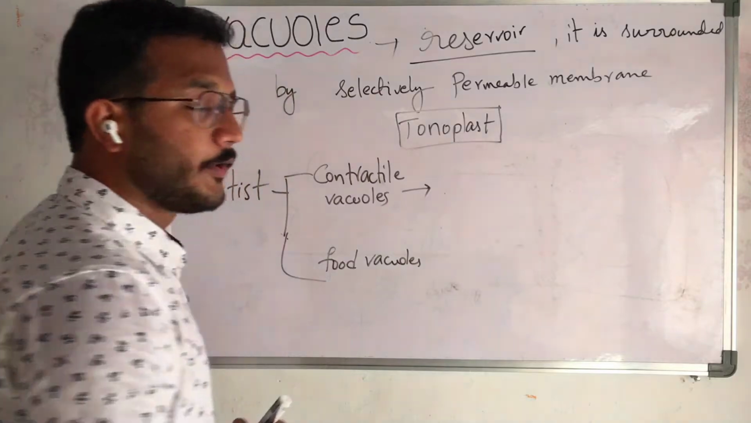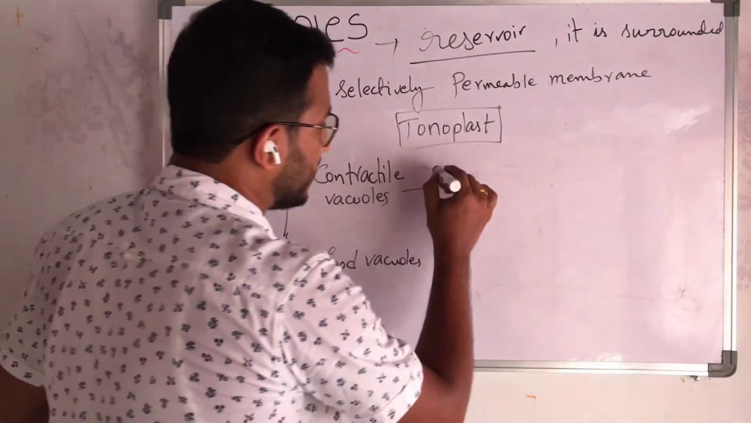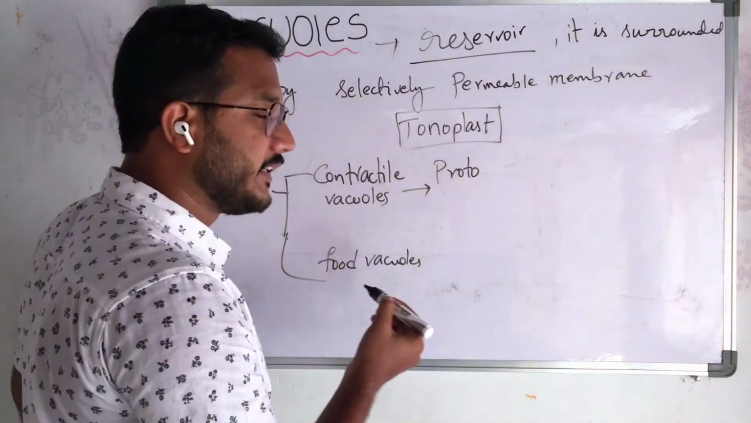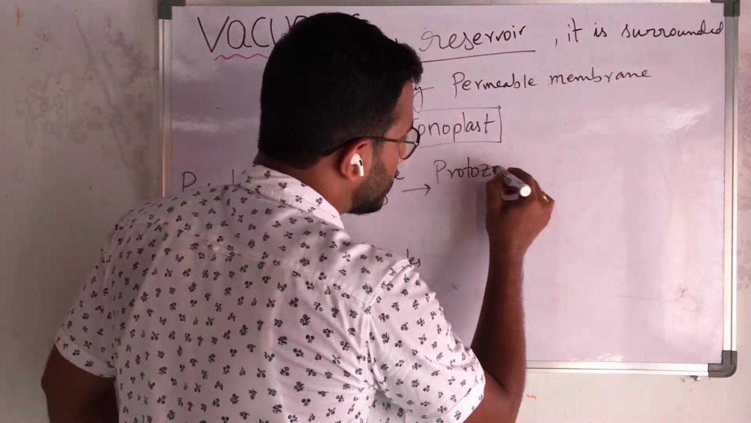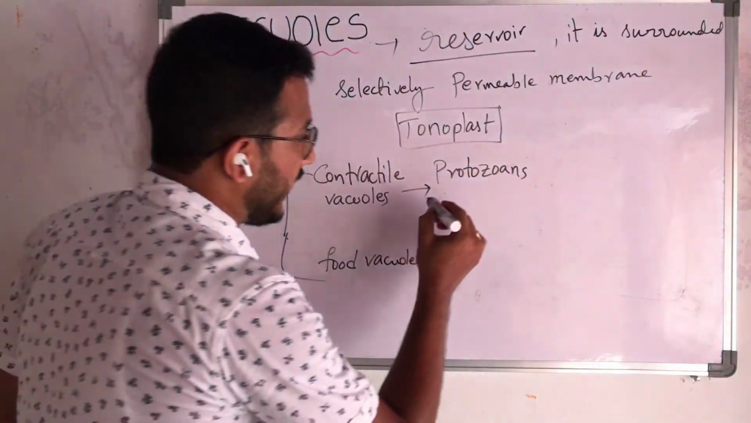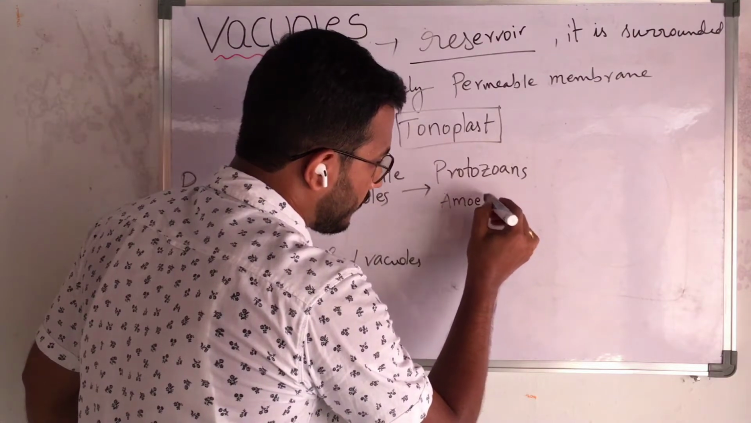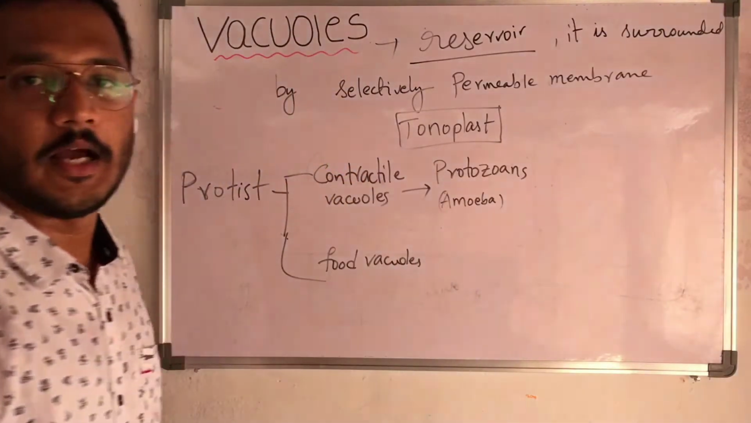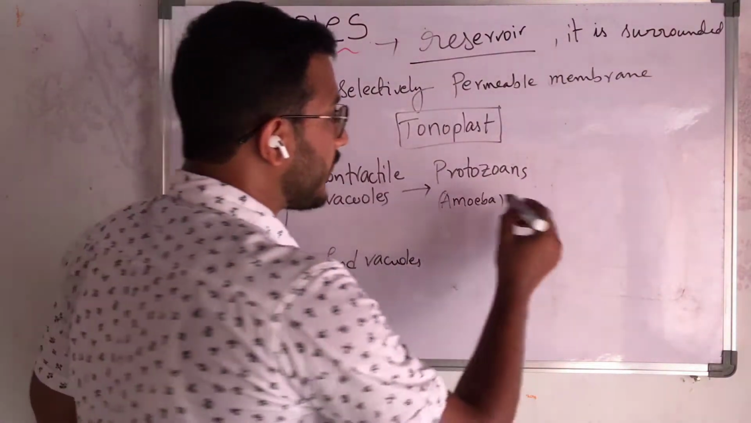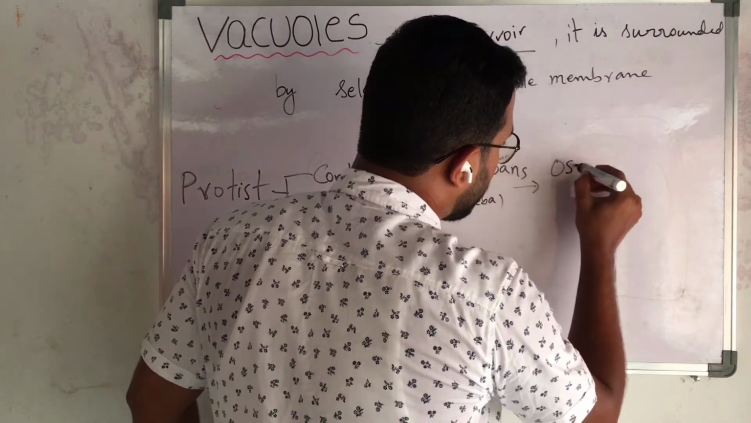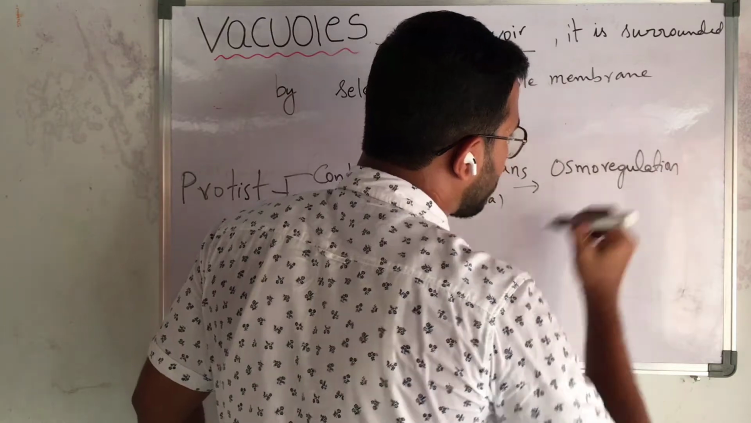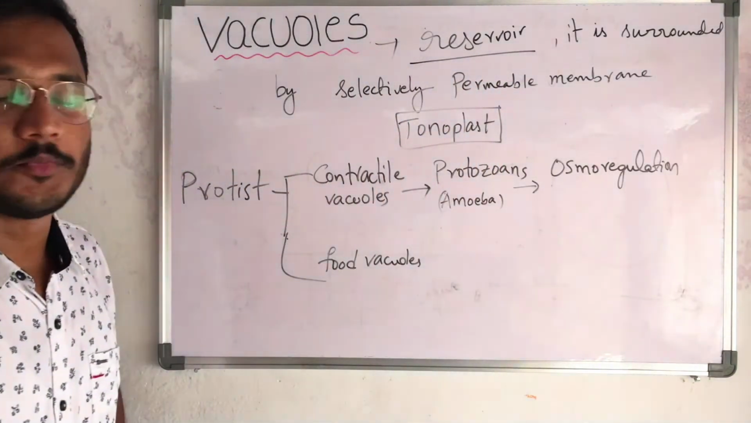The contractile vacuoles are present in protozoans. Protozoa are a group of organisms present in kingdom Protista. So the contractile vacuoles are present in some protozoans. Example, amoeba. Here, what is the function? The function of contractile vacuoles is mostly osmoregulation.